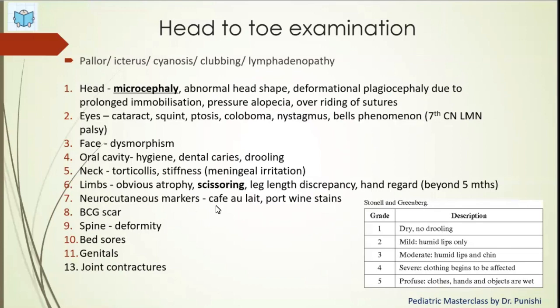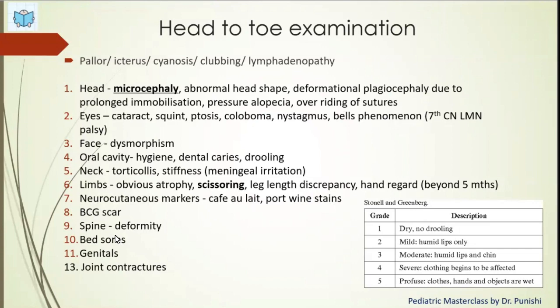So neurocutaneous markers, you look for café-au-lait spots, and port-wine stains for neurofibromatosis and Sturge-Weber syndrome. Look for BCG scar, any obvious spinal deformity. Bed sores again, because bed sores are very important on examination, as they are a common complication in cases of CP where the child is bedridden and has impaired mobility.